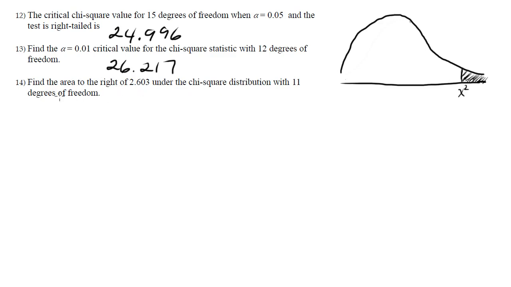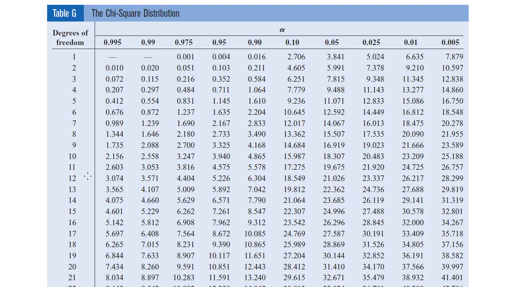Now, find the area to the right of 2.603. So now for number 14, we're saying 2.603 is my chi-squared value, and I want to know what the area to the right of that is with 11 degrees of freedom. So I'm looking for this number in the body of the distribution. 11 degrees of freedom, 2.603. Right there it is.